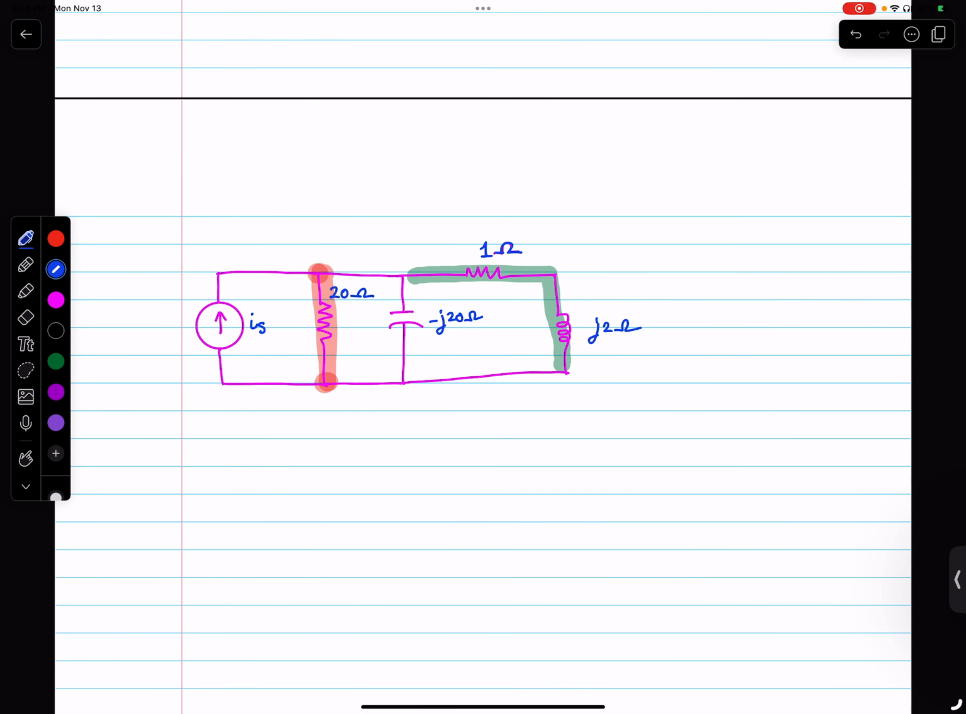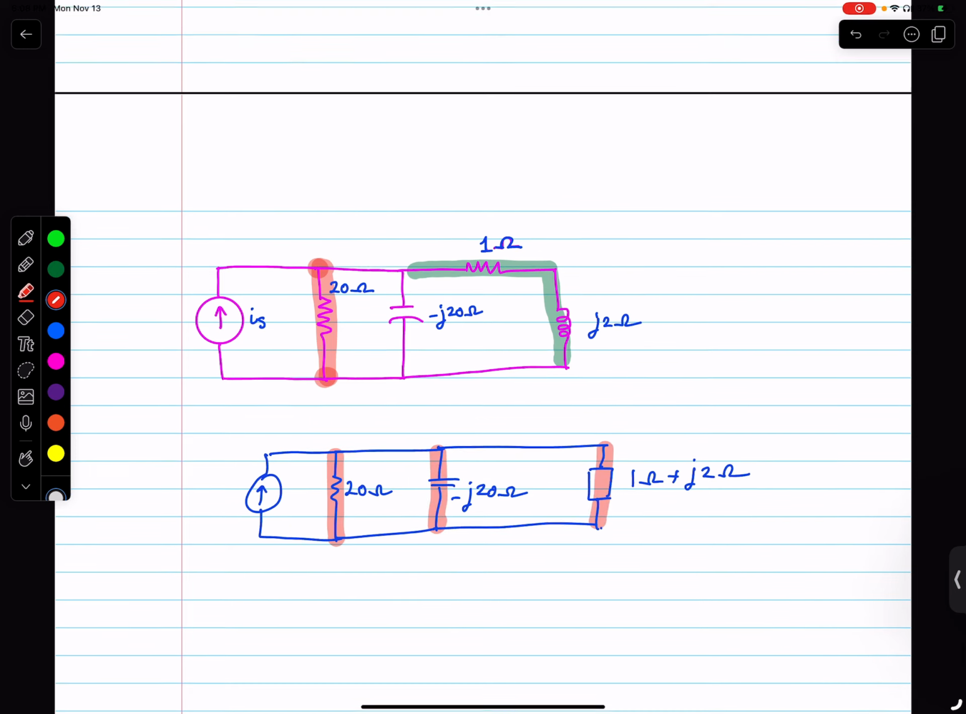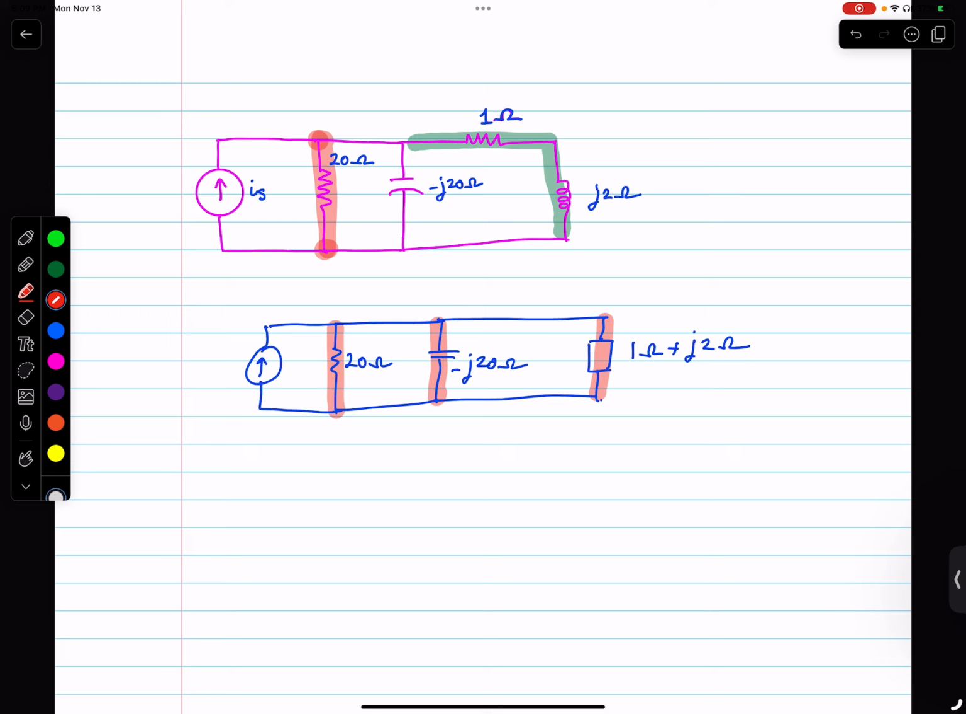Now, the first thing I'm going to do is to write this guy as 20 ohms in parallel with negative j 20 ohms in parallel with one impedance, that is 1 ohm plus j 2 ohms. There is this current. So what we have is really three impedances in parallel. Once we have three impedances in parallel, we should be able to calculate the equivalent, right?